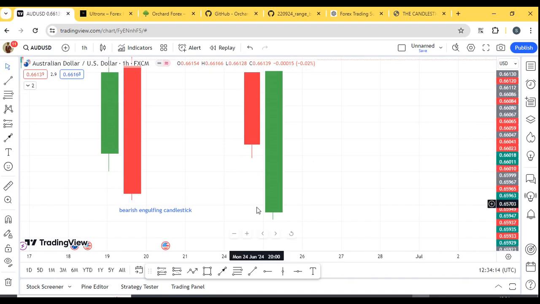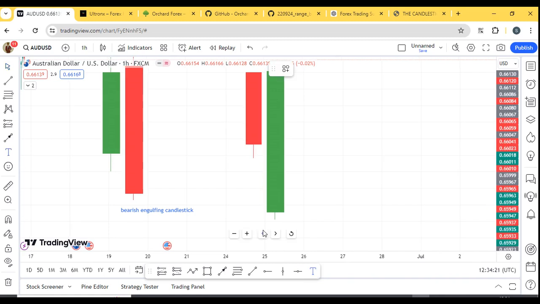Now we should take note of a bullish engulfing candlestick. A bullish engulfing candlestick is also this. Let's note it down. This is a bullish engulfing candlestick. So here is a bullish engulfing candlestick.